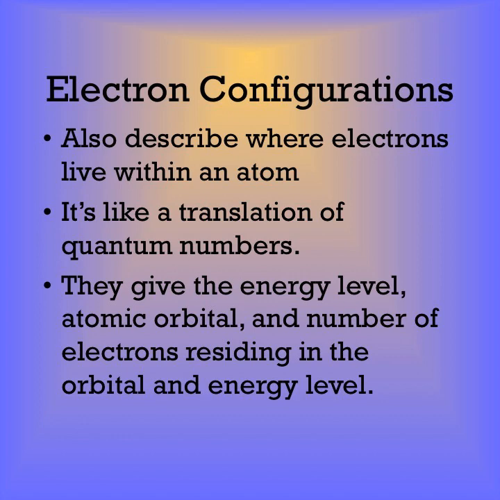They are not quite as specific as quantum numbers are, because they will give us the energy level, the atomic orbital, and the number of electrons residing in that orbital and in that energy level, but they will not give us the spin. So that's the benefit to quantum numbers. They do tell us spin.